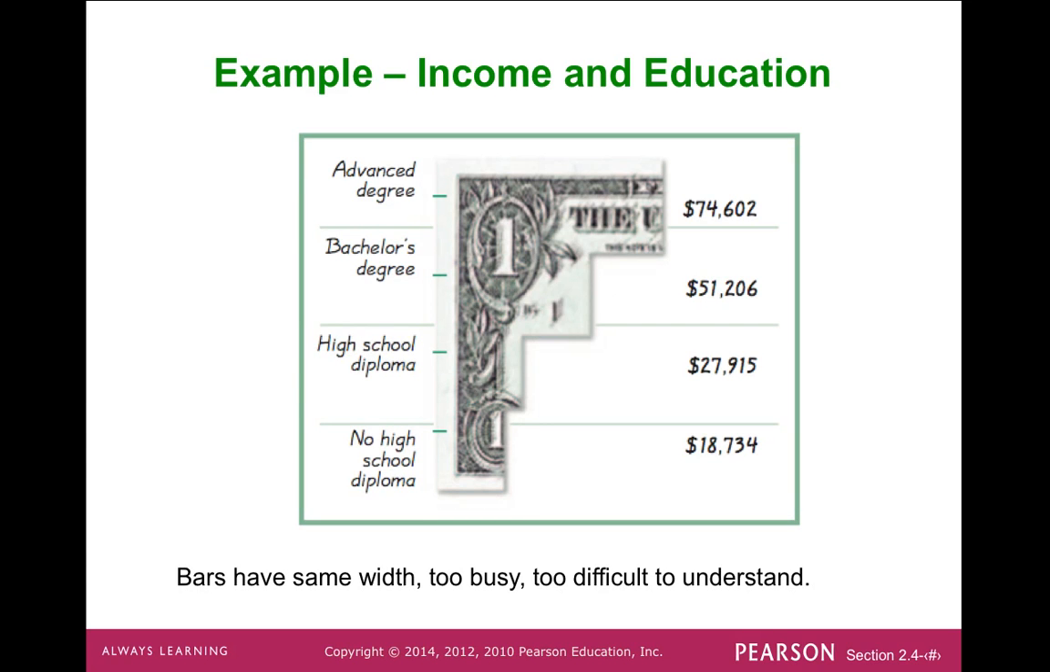So here's an example of a pictograph. So here you have income and education. So looking at a high school diploma and comparing that with an advanced degree, and they've used this dollar bill and these bars here to try to represent or somehow visually in a picture show you that an advanced degree is going to pay a lot more in the future. So in this graph, the bars all have the same width. It's a very busy graph, and it's actually difficult to understand.